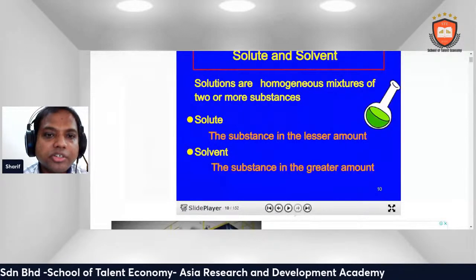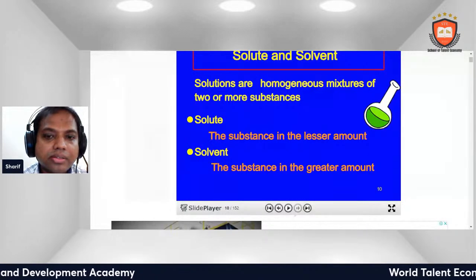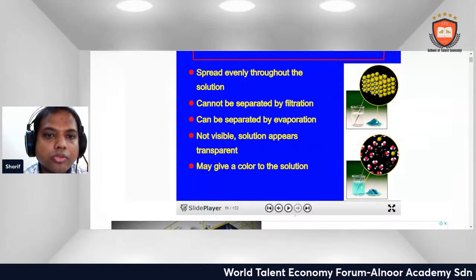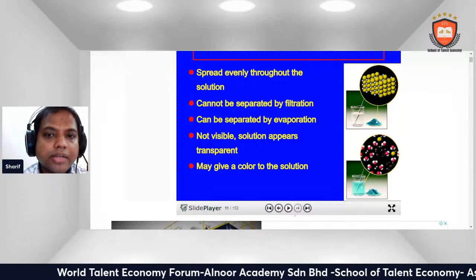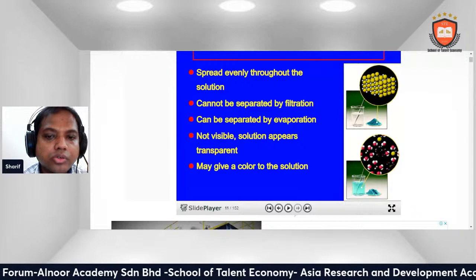Solutions are homogeneous mixtures of two or more substances. In solutions, the substance in the lesser amount is the solute and the substance in the greater amount is the solvent. The solute is spread evenly throughout the solution, cannot be separated by filtration, and can be separated by evaporation. It is not visible; the solution appears transparent and may give a color to the solution.